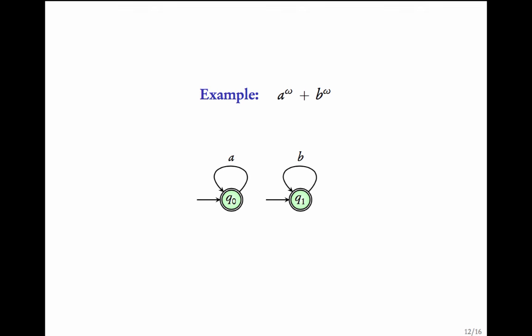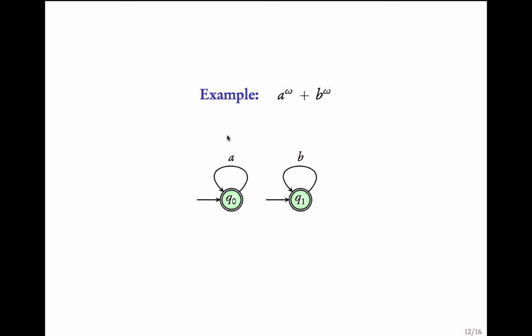Let us see some examples. Suppose this is the language defined by the omega regular expression a^ω + b^ω. So there are only two words, the infinite word consisting only of a's and the infinite word consisting only of b's. This is the NBA, non-deterministic Büchi automaton, accepting this language.